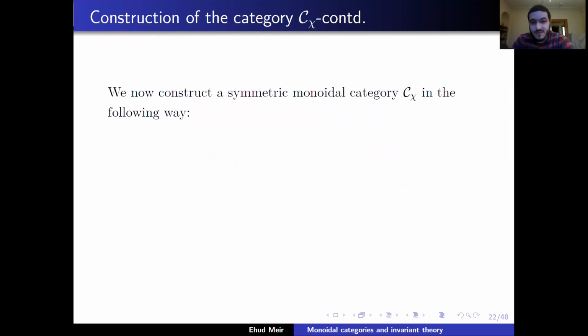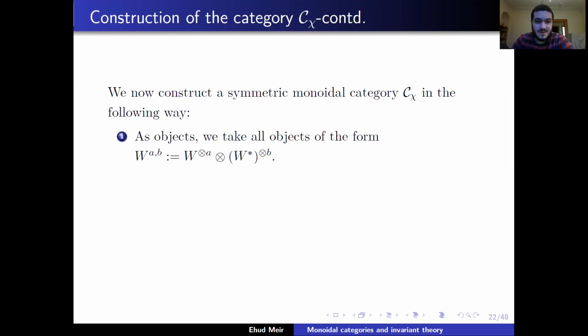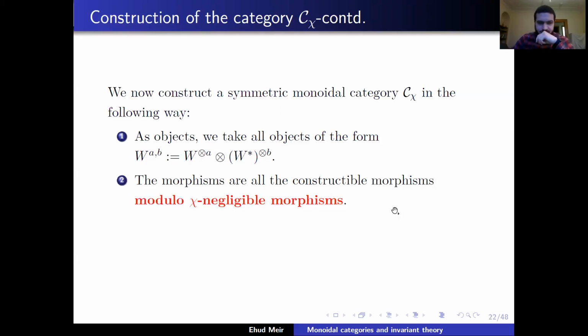Okay, so now we construct a symmetric monoidal category Sikai in the following way. As objects, we take all objects of the form that we call WAB, which we will think of as W tensor WA times, tensored with the dual of W V times. The morphisms are all the constructible morphisms modulo chi negligible morphisms.